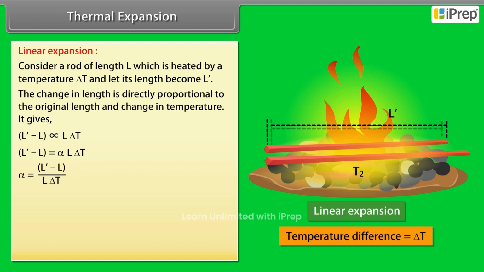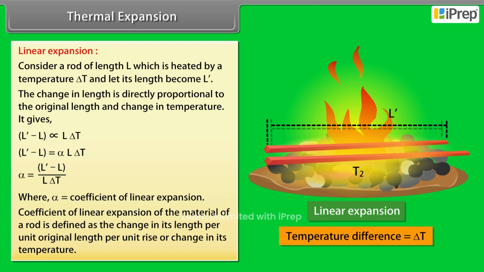The value of alpha is equal to L dash minus L upon L delta T, where alpha is the coefficient of linear expansion. The coefficient of linear expansion of the material of a rod is defined as the change in its length per unit original length per unit rise or change in its temperature.